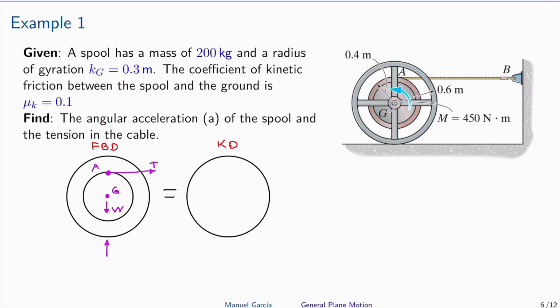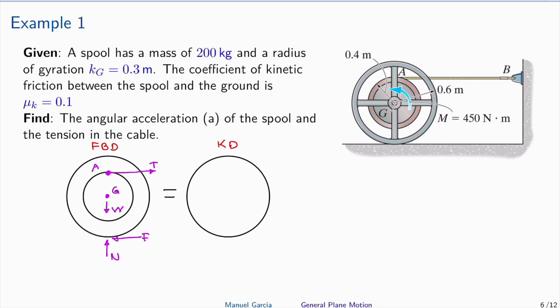So what is the direction of the friction? This is moving in that direction, so the friction force always opposes, so the friction force has to be to the left. So this is the friction force, and the normal.